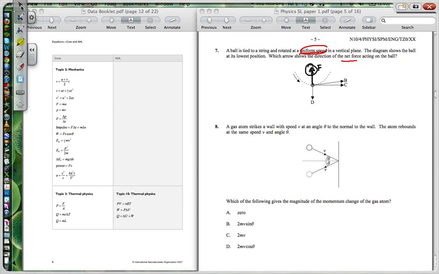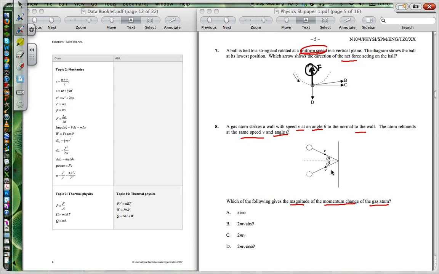Now this next one is a little bit tricky. Let's just see how we handle this. It says a gas atom strikes a wall with a speed v at an angle theta to the normal to the wall. The atom rebounds at the same speed v and angle theta. Which of the following gives the magnitude of the momentum change of the gas atom?